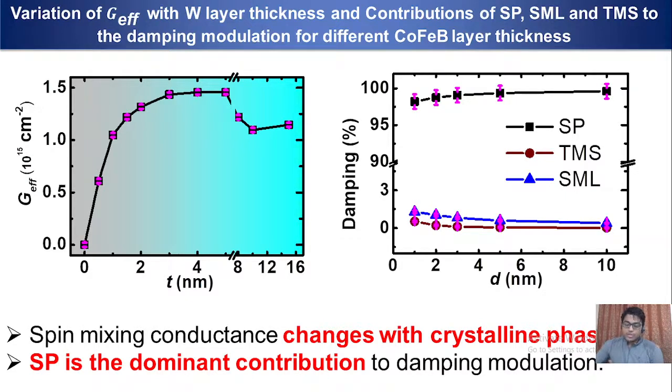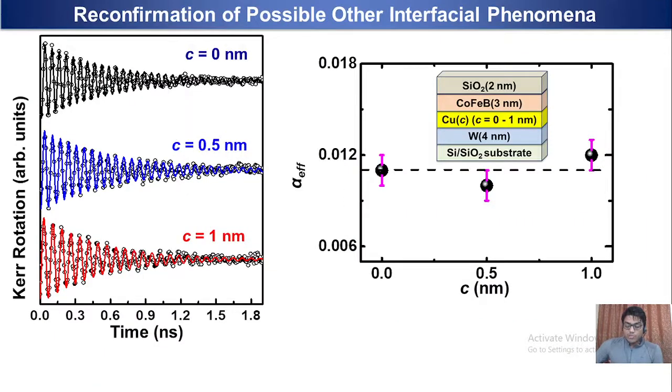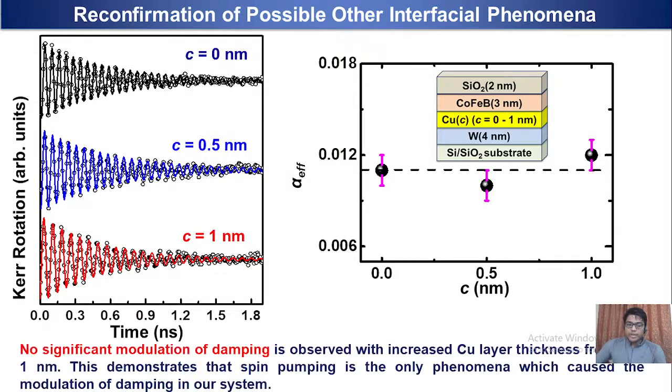So, other than spin pumping, spin memory loss and the 2-magnon scattering, there is always a possibility of the presence of other interface effects, that is due to interfacial band hybridization that may be present in a system. So to extract this, we have introduced a copper spacer layer and varied its thickness from 0 to 1 nanometer, and we have not observed any damping modulation with this introduction of the copper and varying its thickness, which proves that these interface effects are very minimal in our sample set, and the main modulation of Gilbert damping is mainly due to the spin pumping.